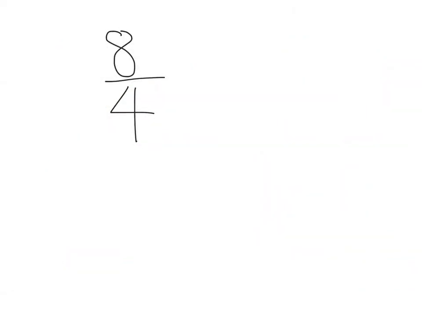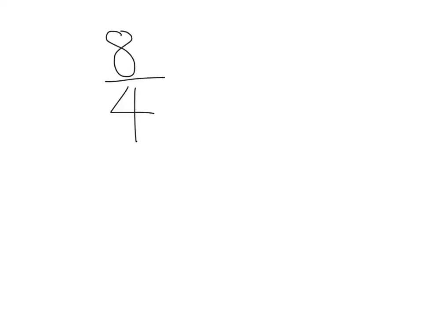All right, let's take a look at another problem. 8 over 4. We know that this is an improper fraction because the numerator, 8, is greater than the denominator, 4. I'm going to ask you now to pause this video and try to convert this into a mixed number. Do your best. You'll find out soon if you got the answer correct.